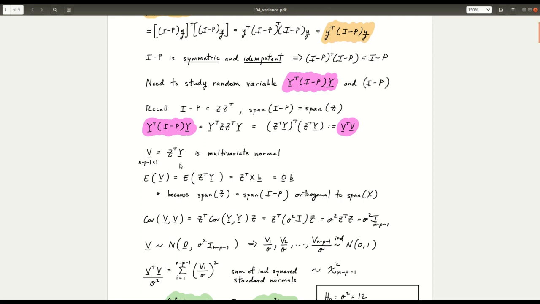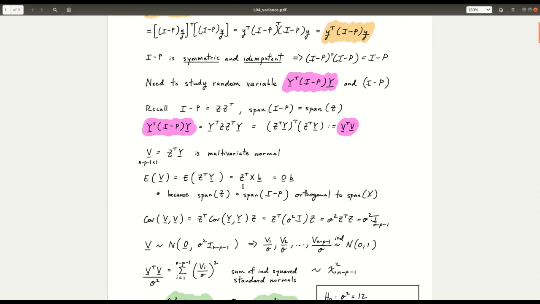Y is n by 1. So V is going to be n minus p minus 1 by 1. And since it's multivariate normal, we just need to work out its expected value and its covariance matrix. So if we look at the expected value of V, we get the expected value of Z transpose Y.